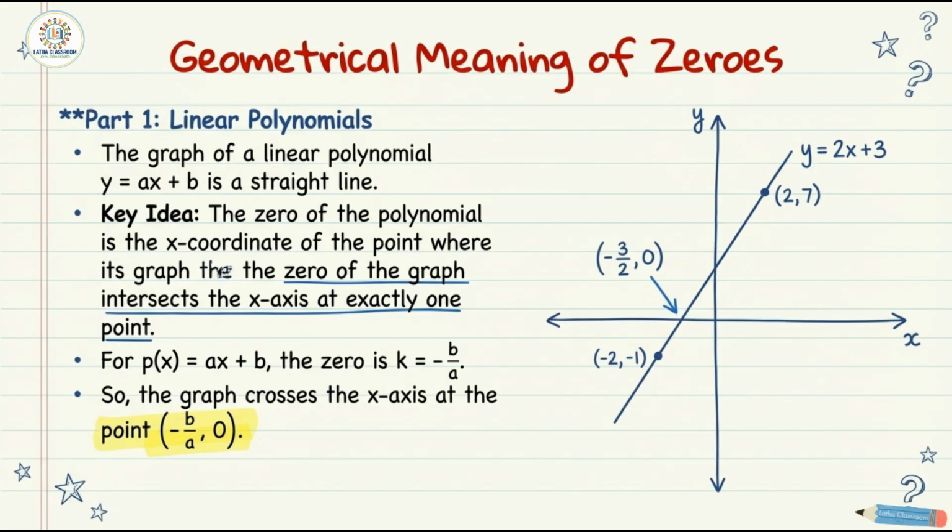Key idea: the zero of the polynomial is the x coordinate of the point where its graph intersects the x-axis at exactly one point. P of x equal to ax plus b, the zero is k equal to minus b by a. So the graph crosses the x-axis at the point minus b by a, 0.